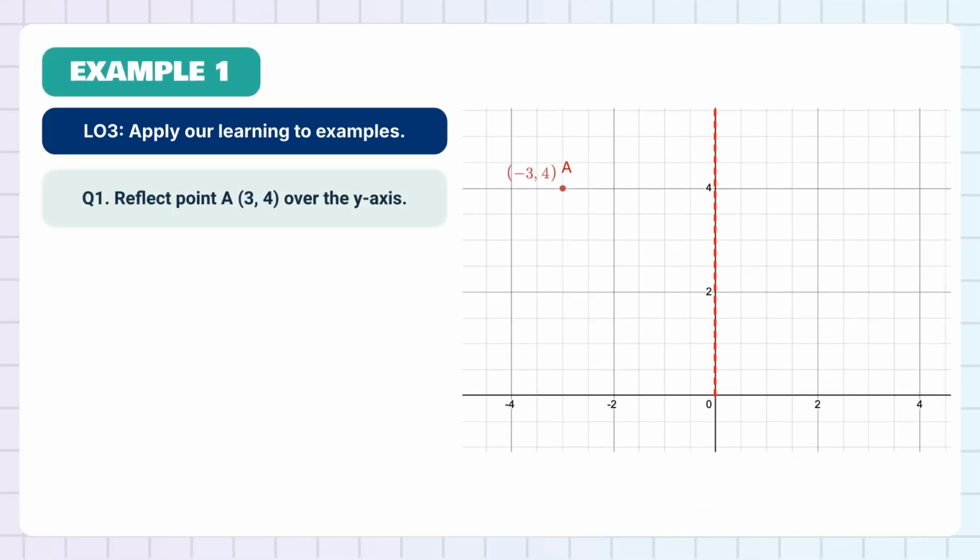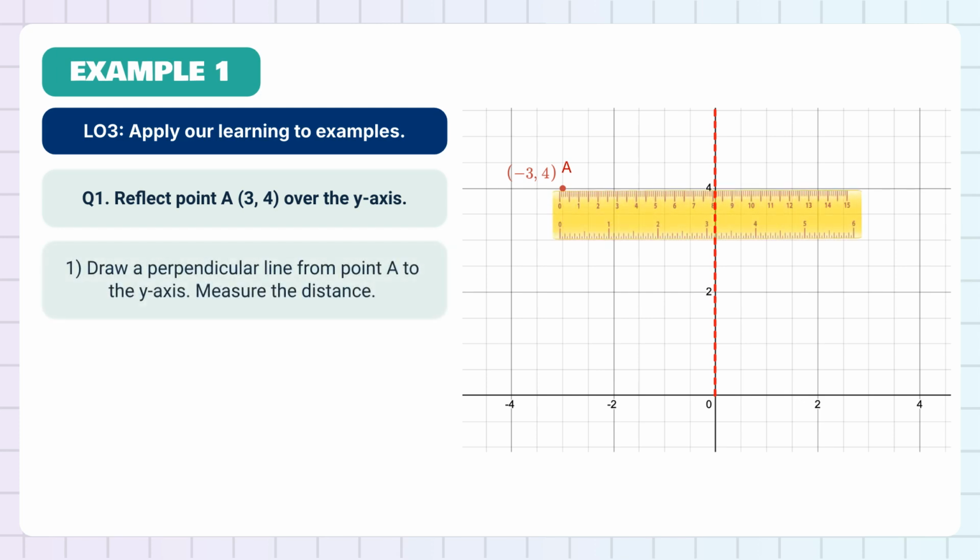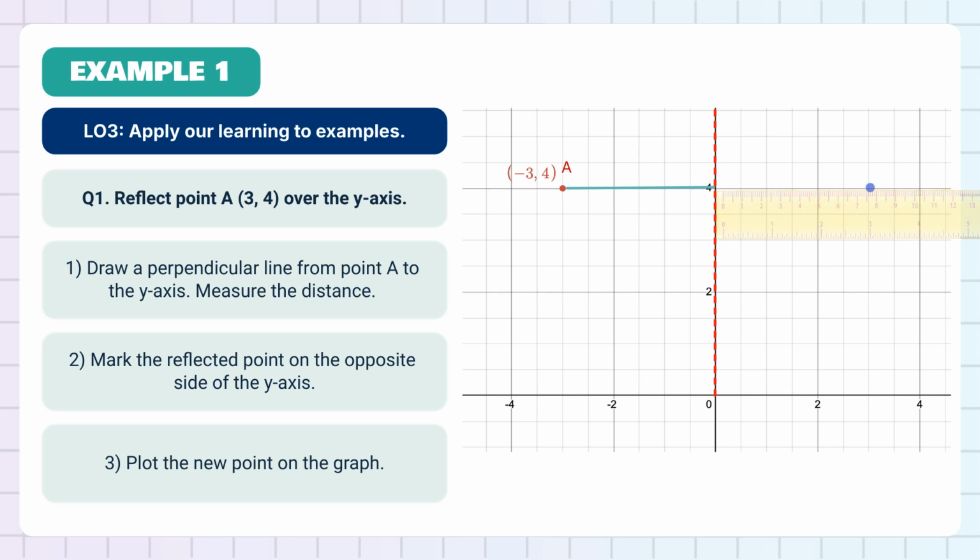Let's now work through an example. Imagine you have been given this question: reflect point A over the y-axis. First, we will start by drawing a perpendicular line from point A to the y-axis, then measure the distance. Next, we will mark the reflected point on the opposite side of the y-axis. Finally, we can plot the new point on the coordinate plane.